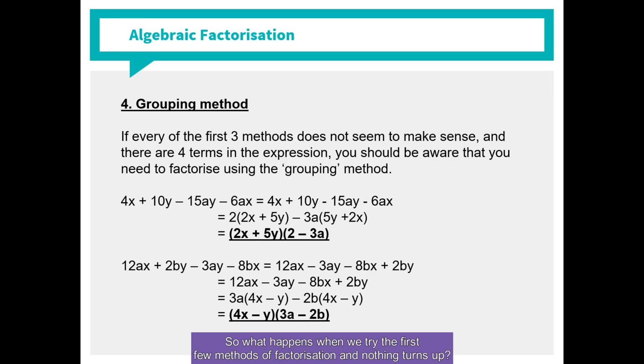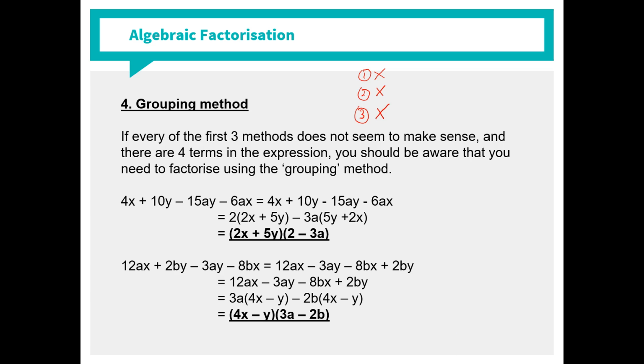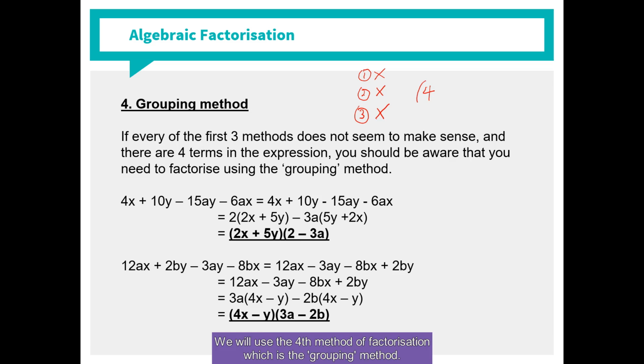So what happens when we try the first few methods, getting out the common factor, and there doesn't seem to be any common factor? Then we identify algebraic identities and there doesn't seem to be any, and we use the grid and cross method and it doesn't seem to work. What do we do? Do we give up on life? No, we use the fourth method, which is the grouping method.